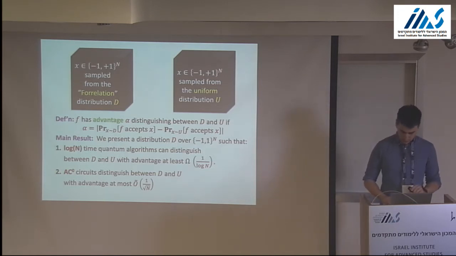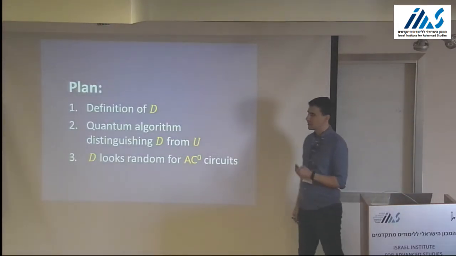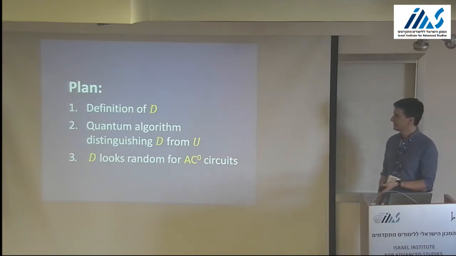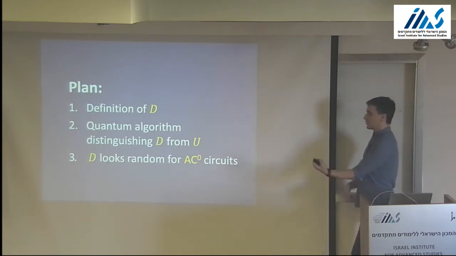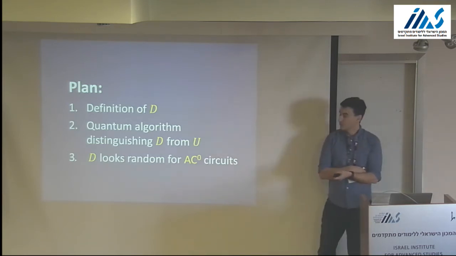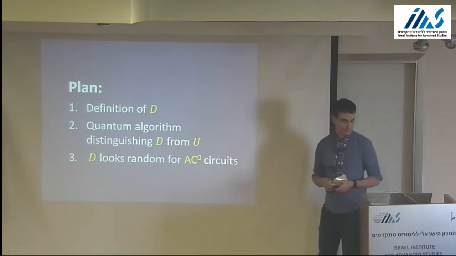Okay. So the plan for today. I already defined D, but probably you already forgot, so I'm going to redefine it again. And then I'm going to show a quantum algorithm that distinguishes between D and the uniform distribution. And finally, I will show that no AC0 circuit can tell the difference.